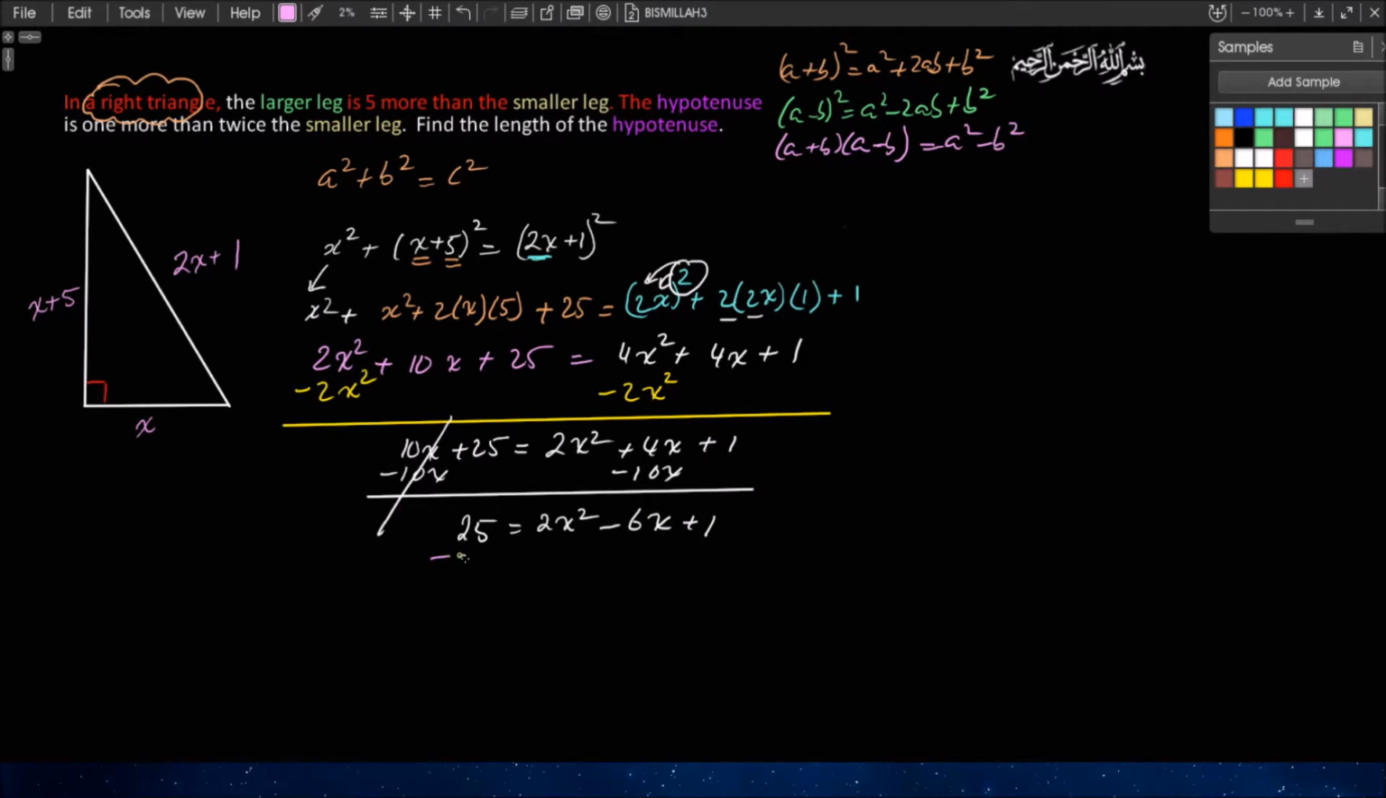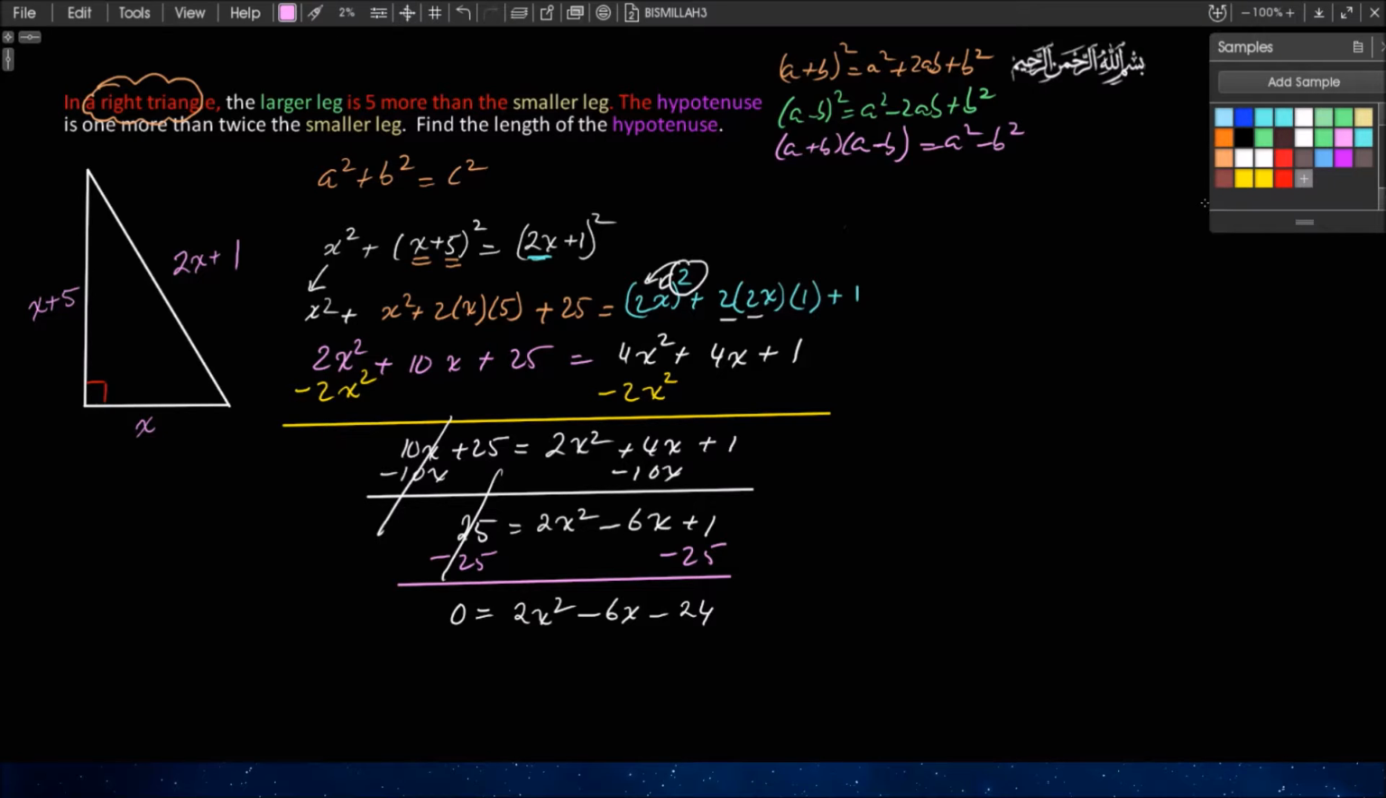Okay, well, might as well get the 25 on the other side. It's like everybody wants to go on the other side. 0 equals 2x squared minus 6x minus 24. Now I have to solve this. This is a quadratic equation.